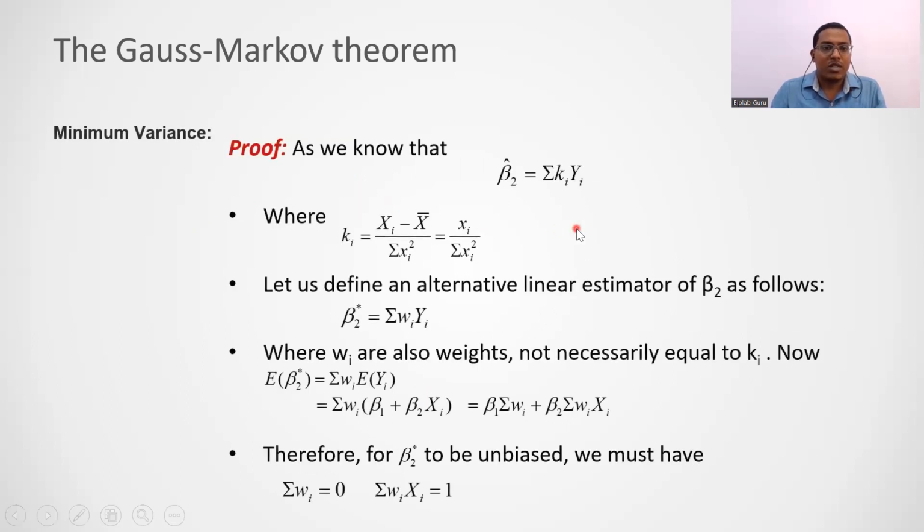And for the best property, that is, beta 2 hat has the minimum variance, we know that in the first step beta 2 hat equals summation ki yi. Let us consider an alternative linear estimator, beta 2 star, where in place of ki we consider a weight called wi, and wi is not necessarily equal to ki. If we find the expected value of beta 2 star, we arrive at beta 1 summation wi plus beta 2 summation wi xi. Therefore, for beta 2 star to be unbiased, we must have summation wi equal to 0 and summation wi xi equal to 1, which is equivalent to the properties of ki.